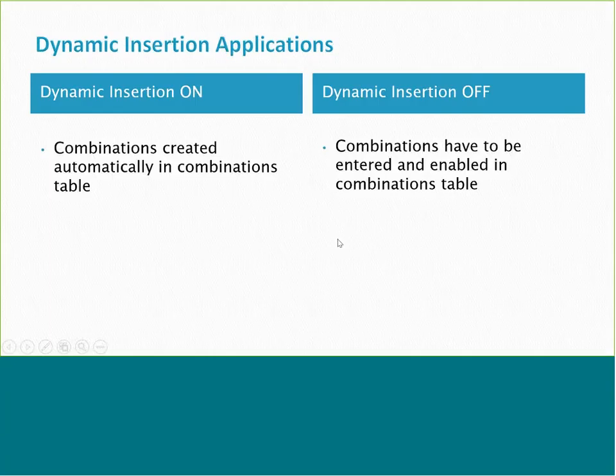Okay, let's move on. This is also a summary in table form. So when dynamic insertion is on, combinations are created automatically in the combinations table. And when dynamic insertion is off, combinations that need to be used have to be entered and enabled in the combinations table.